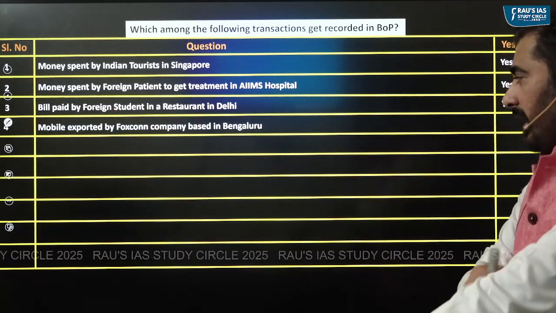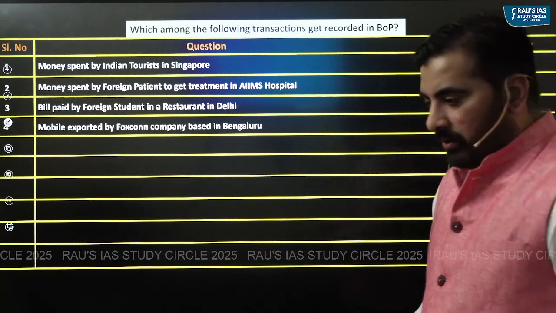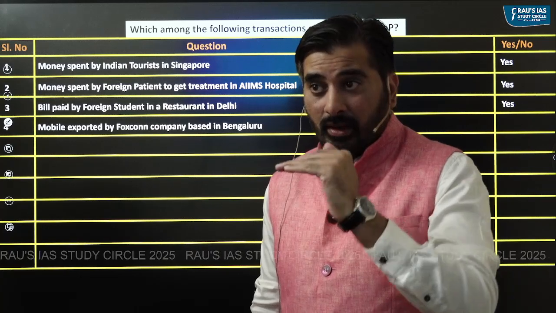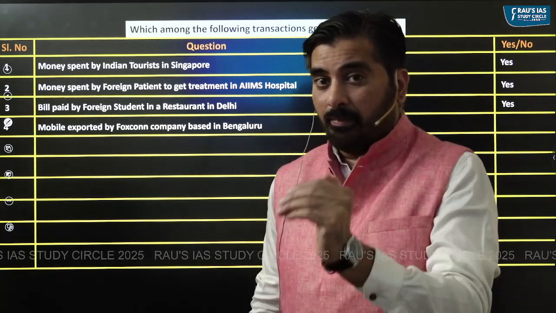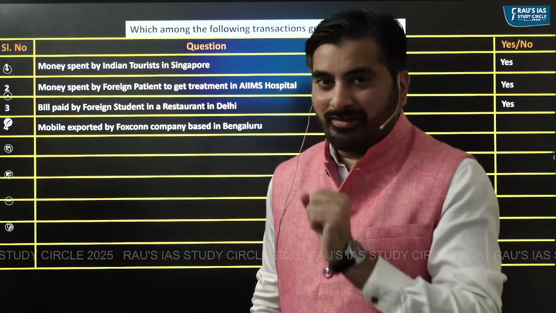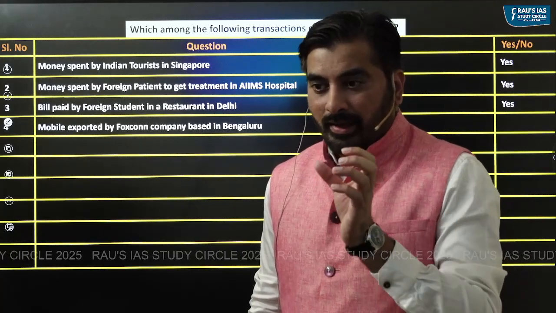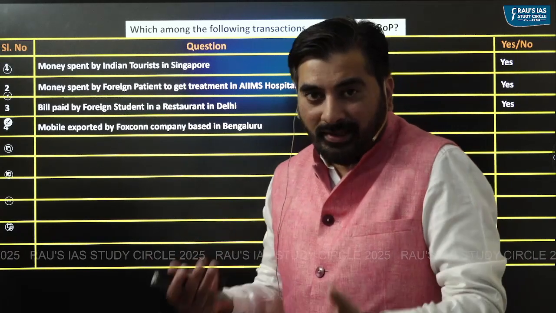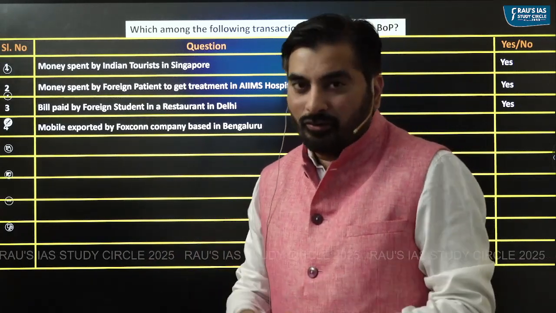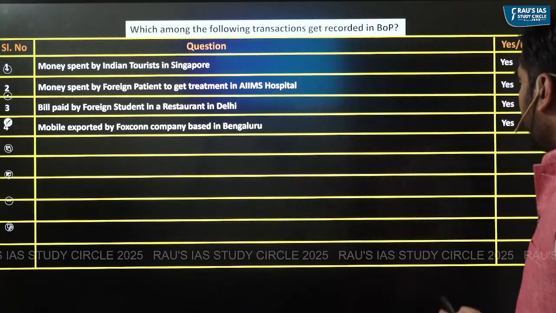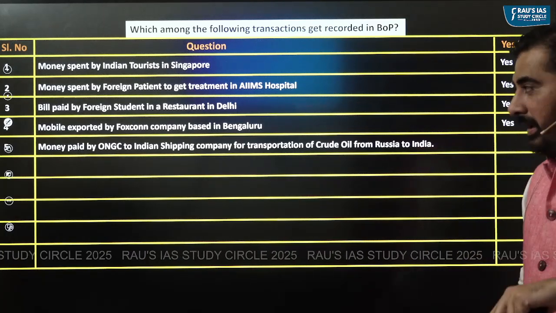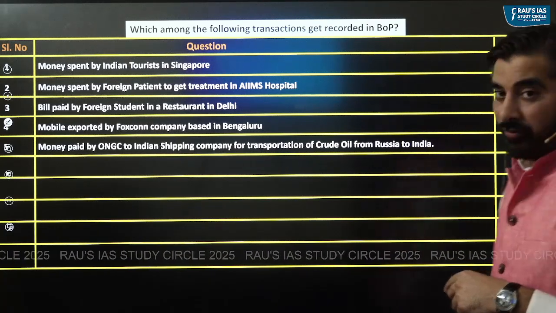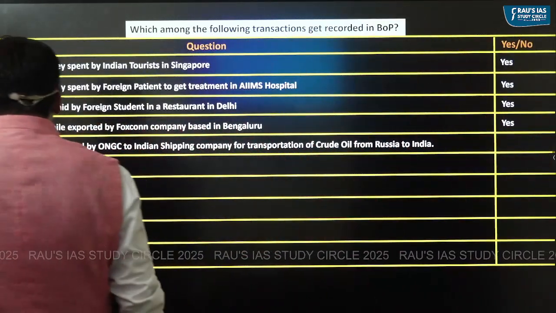Mobile exported by Foxconn company based in Bangalore. I told you, if a foreign company has physical presence in the form of an office, branch or factory, we consider that foreign company to be an Indian resident company. So Foxconn company, which is based in Bangalore, is an Indian resident company. It is exporting. So obviously, it will be accounted under BOP. Money paid by ONGC to an Indian shipping company for transportation of crude oil. So this is a little interesting.